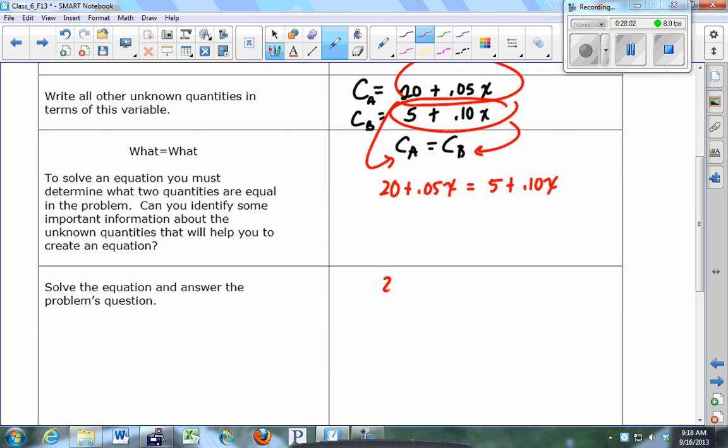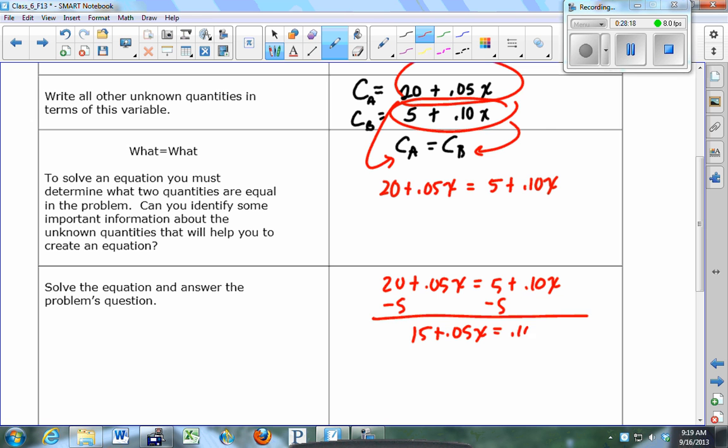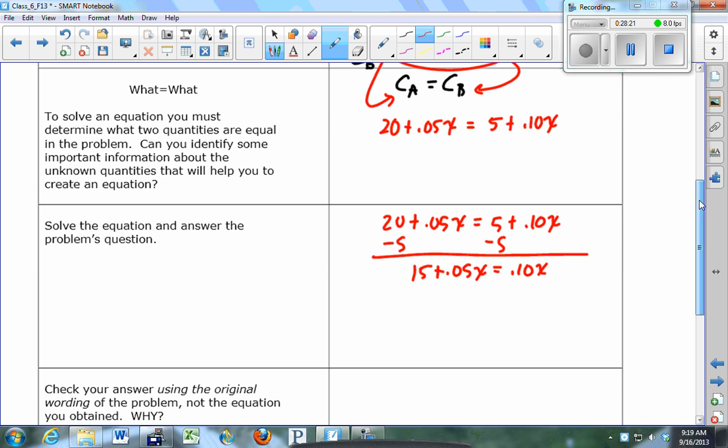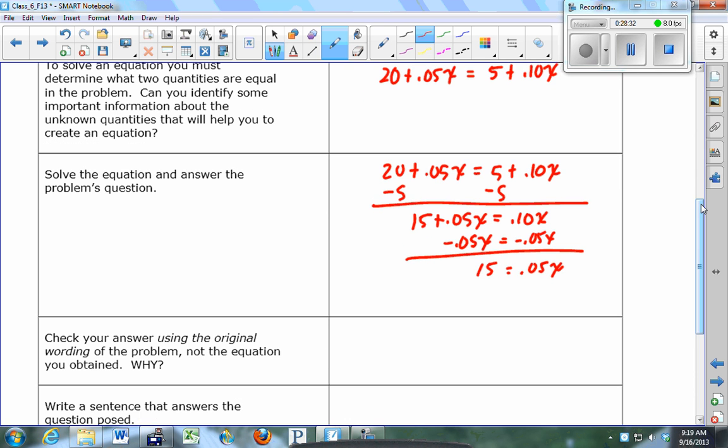And now you solve the equation using the properties of equality that you've used over and over again. So I'm going to subtract 5 from both sides. 15 plus 0.05x equals 0.10x. Then I'm going to subtract 0.05x from both sides. 15 equals 0.05x. And then I divide both sides by 0.05. And what's my answer?